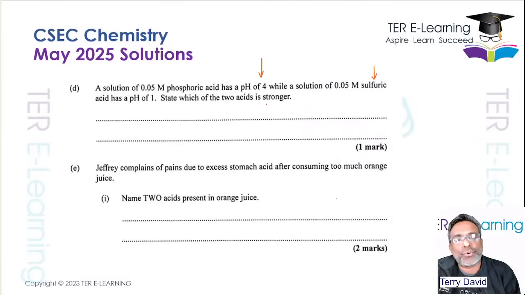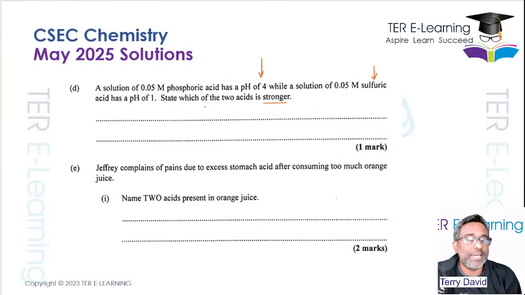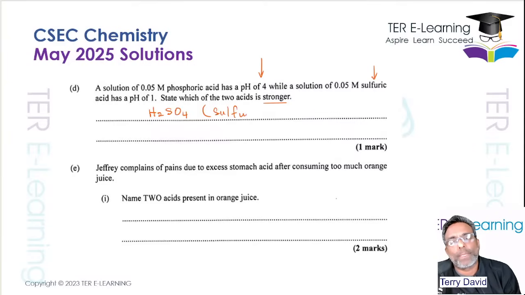So stronger acid has to do with the pH as well as the degree of ionization. So in this case, the sulfuric acid has a pH of 1. So the one that has a lower pH is the stronger acid. So it's going to be sulfuric acid, or H2SO4. So that's it for this part here.